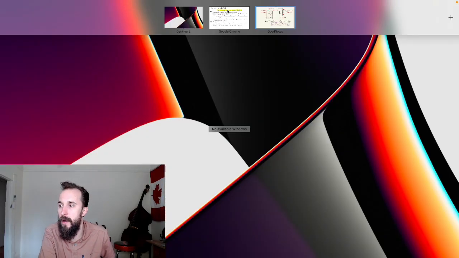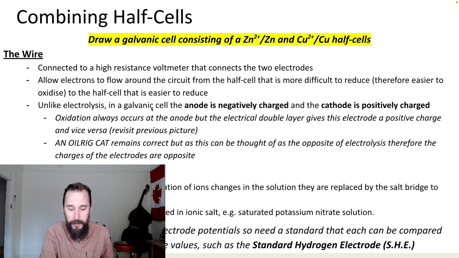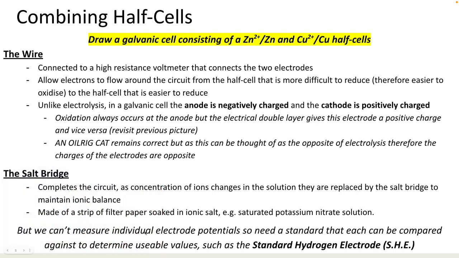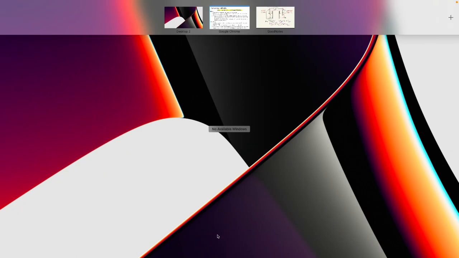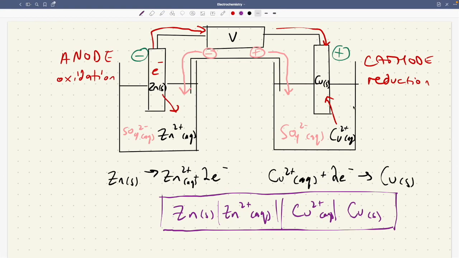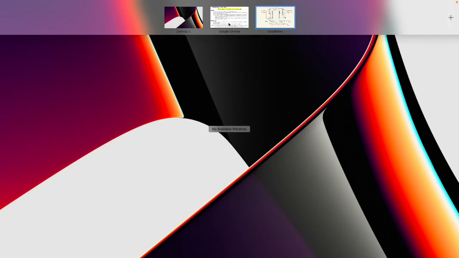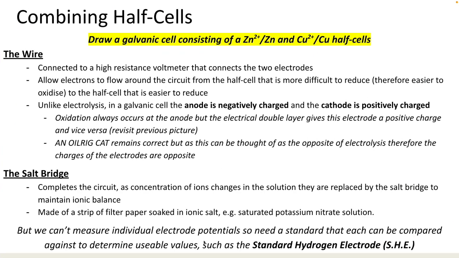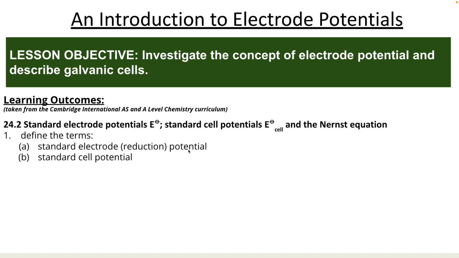Brilliant. So what have we got back over here, the last little bit? Importantly, what I've said a few times, we can't measure these individual electrode potentials. We can only measure them relative to each other because you need one reduction to occur with one oxidation. The processes need to occur simultaneously. So we can start putting figures to this, which is what we'll do moving forward, by measuring each of them against a standard to determine usable values, such as the standard hydrogen electrode, the SHE for short, that we'll look at next time.